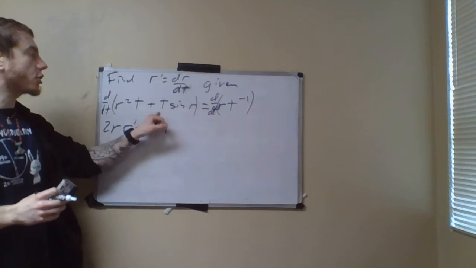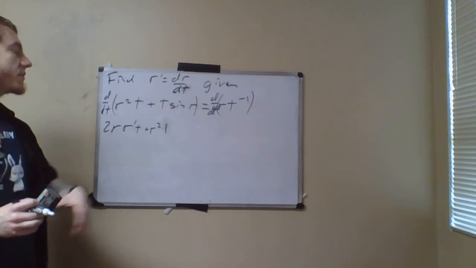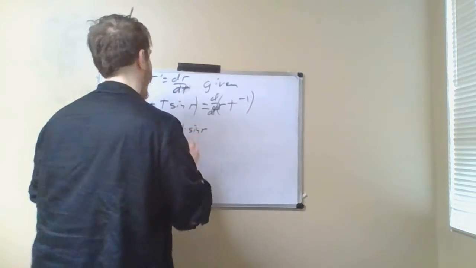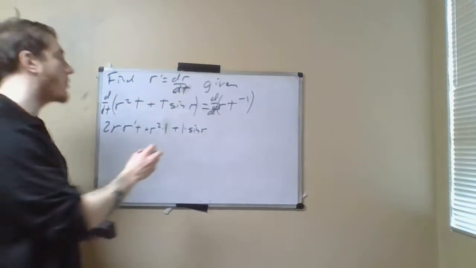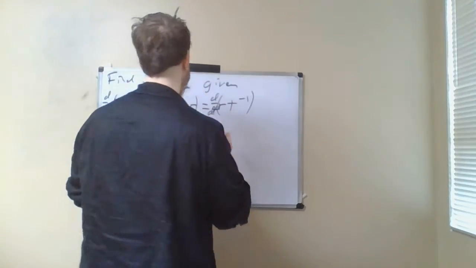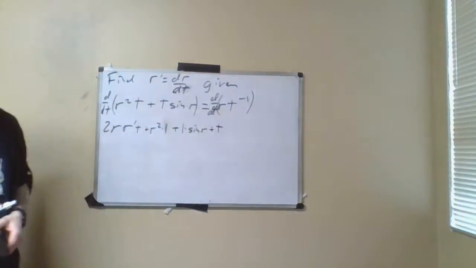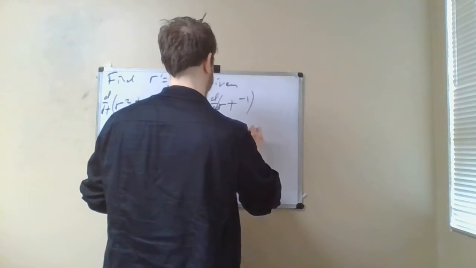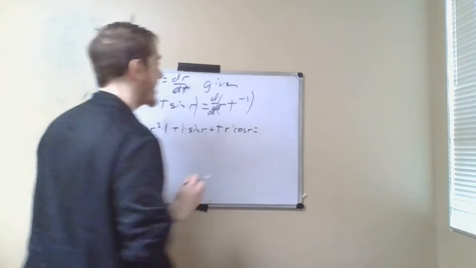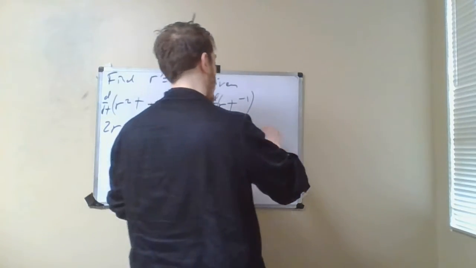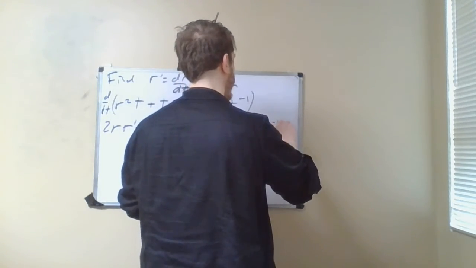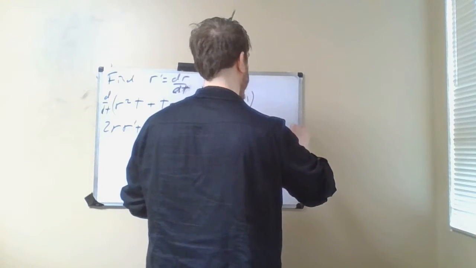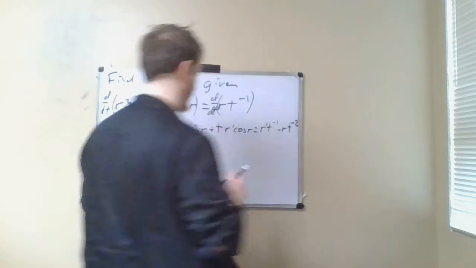Now, for the next term, the same kind of thing applies. The derivative of t would be 1, and then the derivative of sine of r is going to be r prime cosine r. And on the right-hand side, we are going to get r prime t to the minus 1 minus r t to the minus 2.